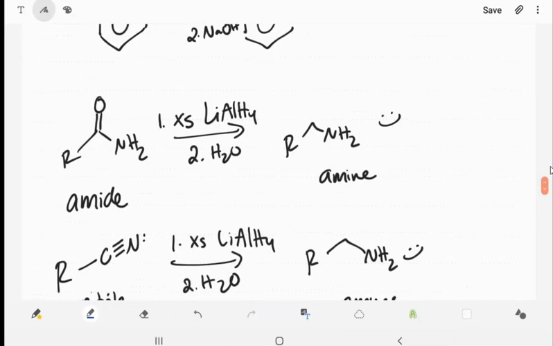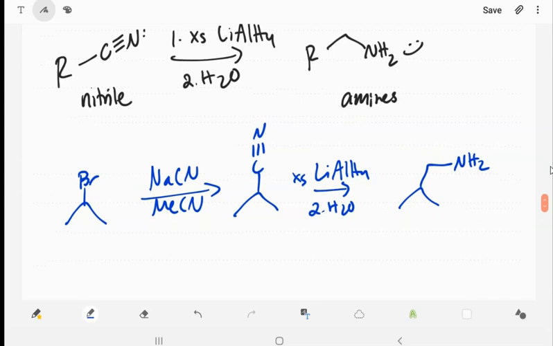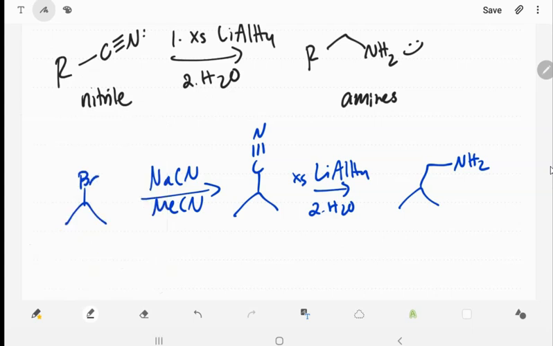We'll learn how to make amides later on, but if you have an amide, you can reduce it and poof, you have an amine. All right. And the amide route will not give you an extra carbon. So, hooray.